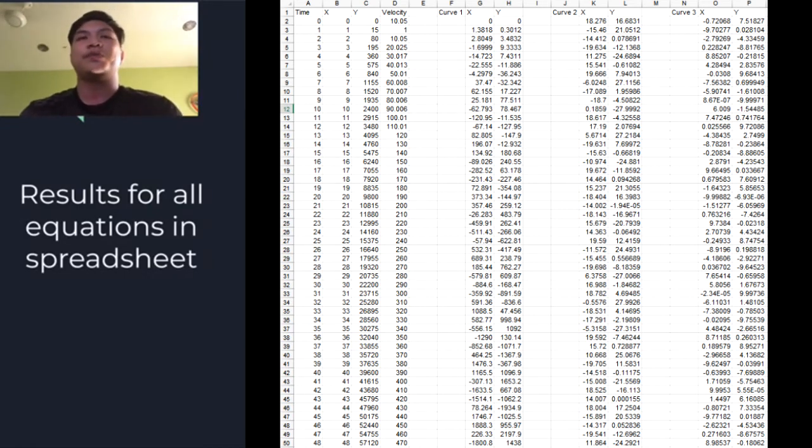Today I'm going to present to you the result after we execute the code. As you can see, this is a result for all equations in the spreadsheet, and as we all know, after we execute the code, the result will be sent to the math.csv file. So as you can see here now, we have all the data for the first part of our coding, and for the second part of our coding, which is the x, time, y, time, velocity, or x coordinate and y coordinate for curve 1, curve 2 and curve 3.